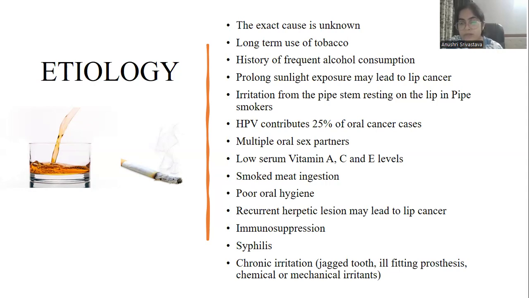Second is long-term use of tobacco. That's why we are getting more oral cancer in men. Then, history of frequent alcohol consumption. Those men or women who frequently consume alcohol may get oral cancer. Prolonged sunlight exposure may lead to lip cancer, because if we are exposed to sunlight over a prolonged period, the UV rays directly mutate our cells and we can get lip cancer. Next, irritation from the pipe stem resting on the lip in pipe smokers.